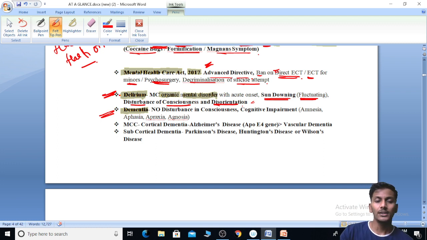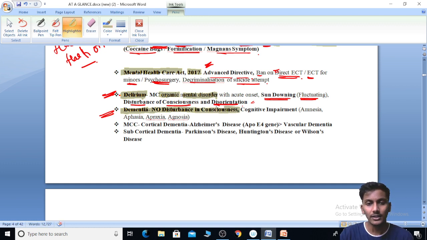So please remember the most important feature that you need to remember about dementia. It is that there is no disturbance of consciousness. Okay, so the consciousness is totally fine. The patient is completely conscious. There is no disturbance of consciousness seen in cases of dementia. Okay, only and only there would be cognitive impairment. What are the cognitive impairments which can be seen? There would be amnesia, that is, there would be memory loss.